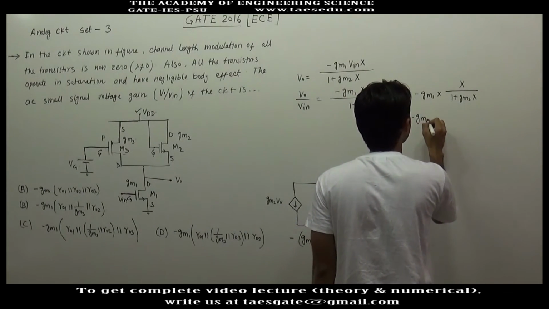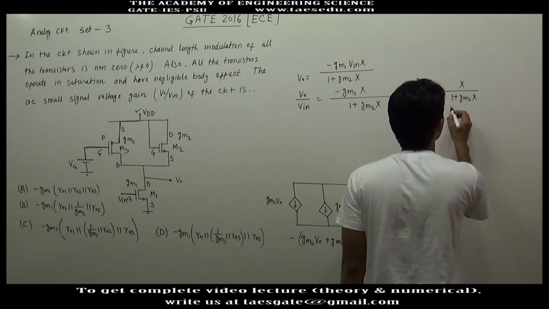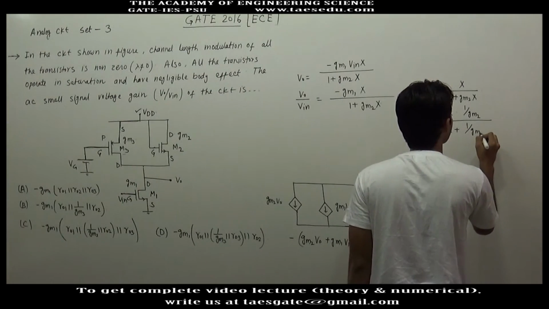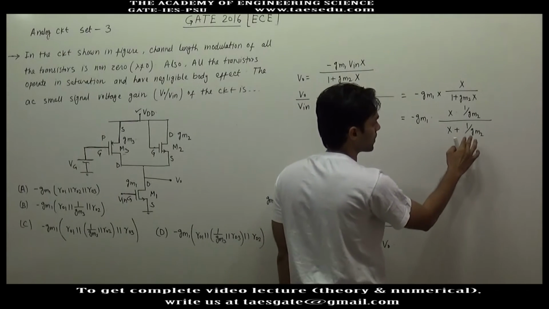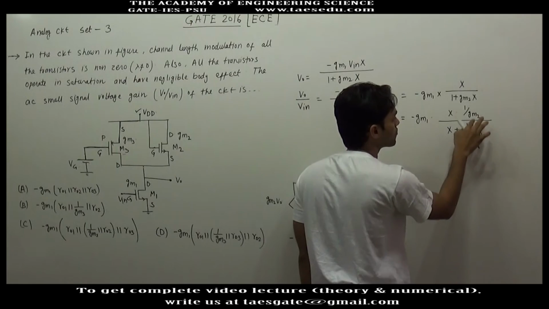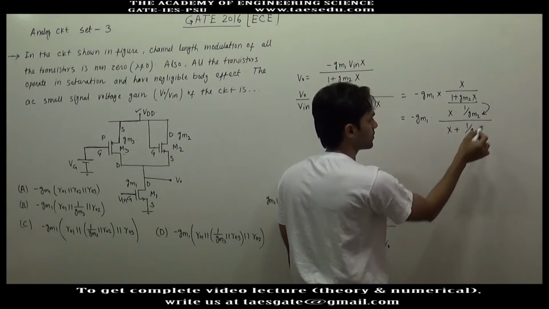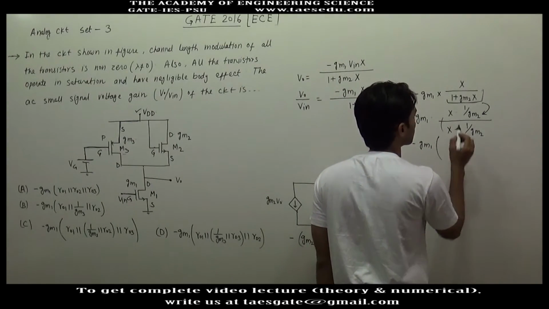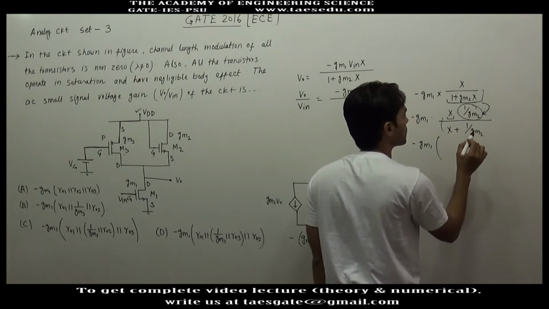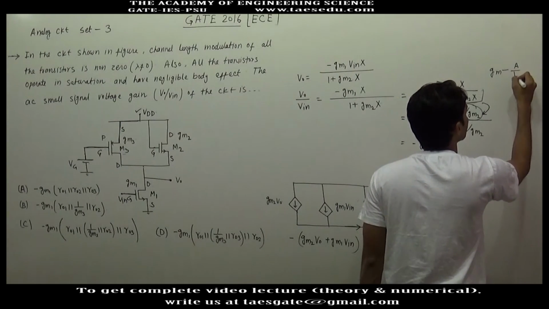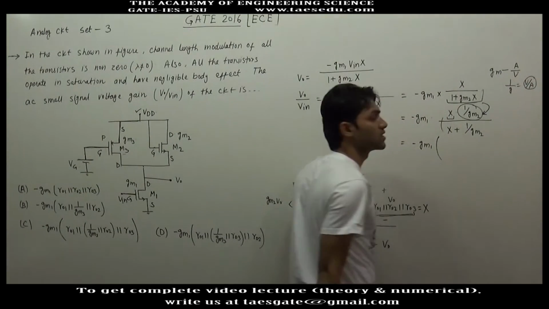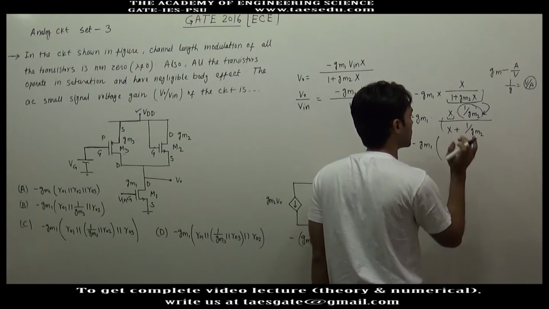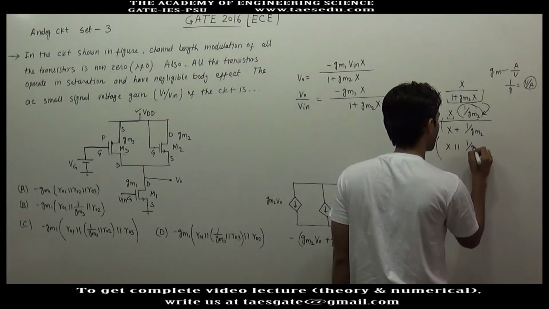This can be written as minus GM1 into X into 1 by GM2 divided by X plus 1 by GM2. If you solve it, you will have 1 plus X GM2, and GM2 will be cancelled. You can solve it to get this expression. So this will be minus GM1 into, let's take this is resistance R1 and this is resistance R2, because GM is conductance, ampere divided by voltage. So 1 by GM will be voltage divided by ampere, which gives the unit of resistance. So R1 R2 divided by R1 plus R2 can be written as the parallel combination of X and 1 by GM2.